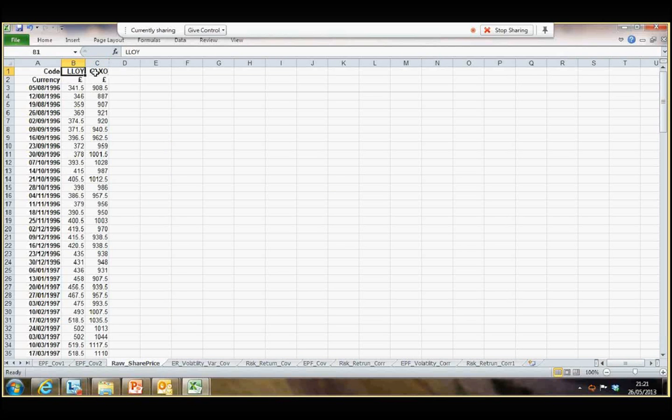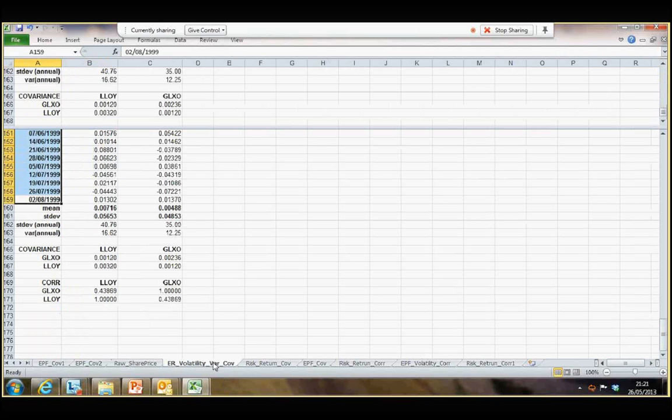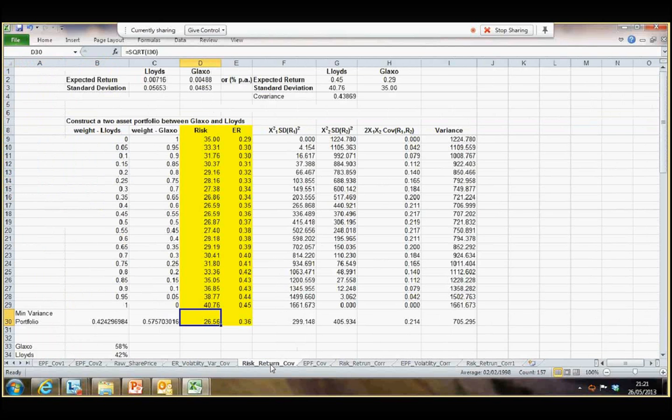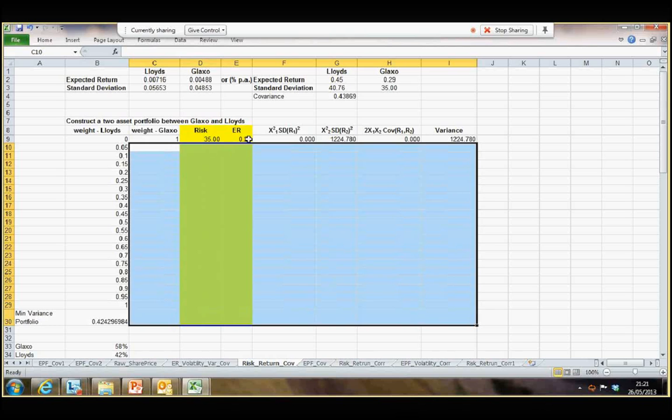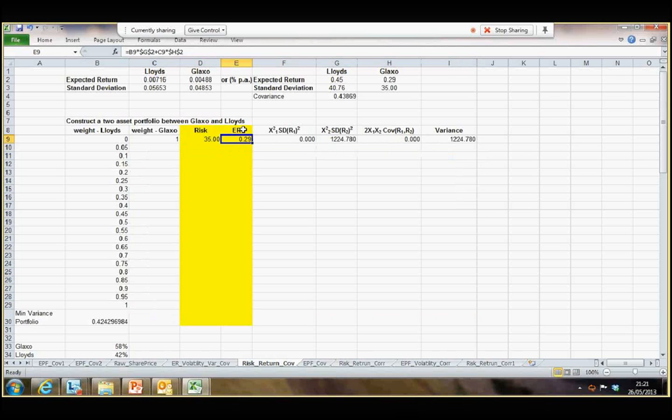I've downloaded the share price, then I found the return, and then for these return data I found the mean, standard deviation, the variance, the covariance, and now here what I basically need is just the two items, which is risk and the return. The calculation of expected return is easy because it is just the weighted average of the investment in Lloyd's and Glaxo. And that's the formula. To find out the risk, which is standard deviation, I just need to do the square root of the variance.